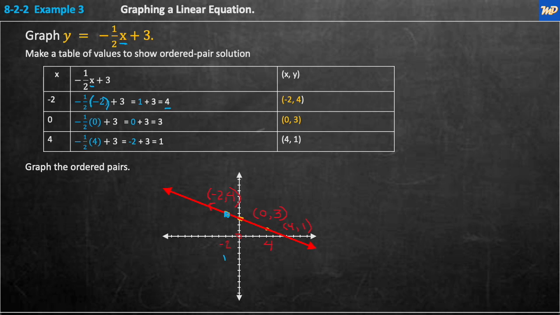Okay, then the next one, we're going to put in the 0, and that means this term disappears, and all you have left is 3. So 0, 3 is a point. So here's 0 for the x, 3 for the y right there. 1, 2, 3. And the next one is the input 4. So minus 1/2 times 4 is equal to minus 2. Plus 3 is 1. So now this next one is 4, 1, 2, 3, 4, and up 1, right here.